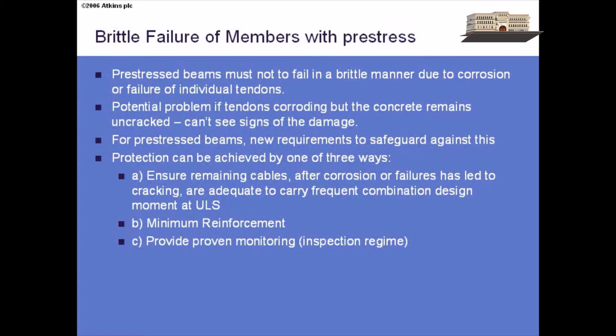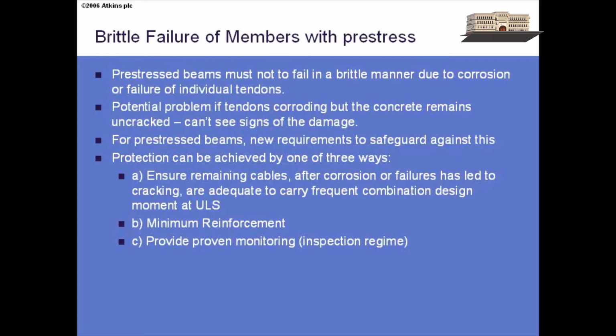Method C is basically the simplest one. This is basically inspect your structure for that sort of problem. But the only real way you can do that is to provide external tendons, so you actually physically go and look at them. So if you've got internally bonded tendons, method C is not possible.